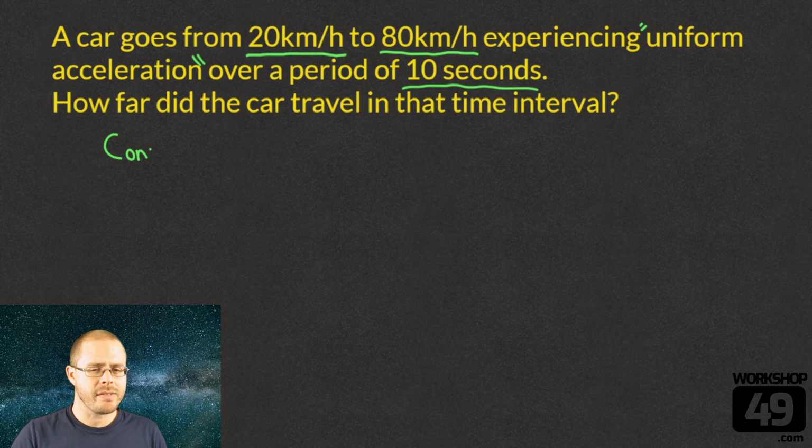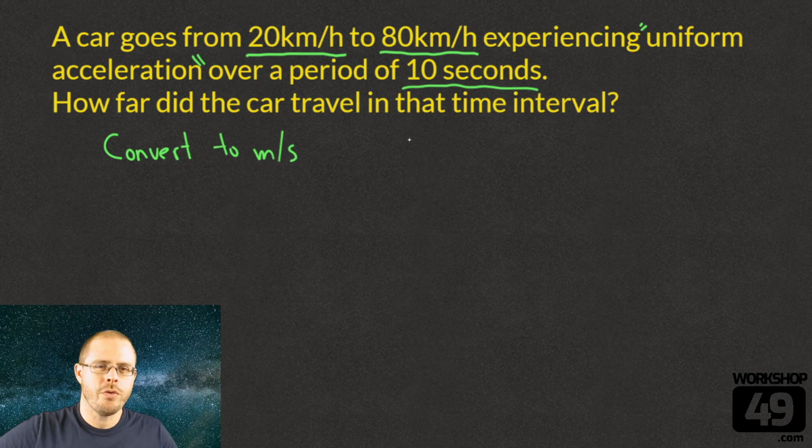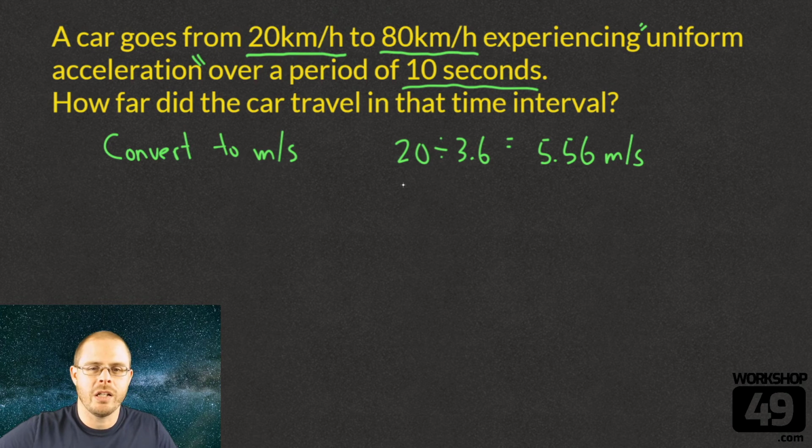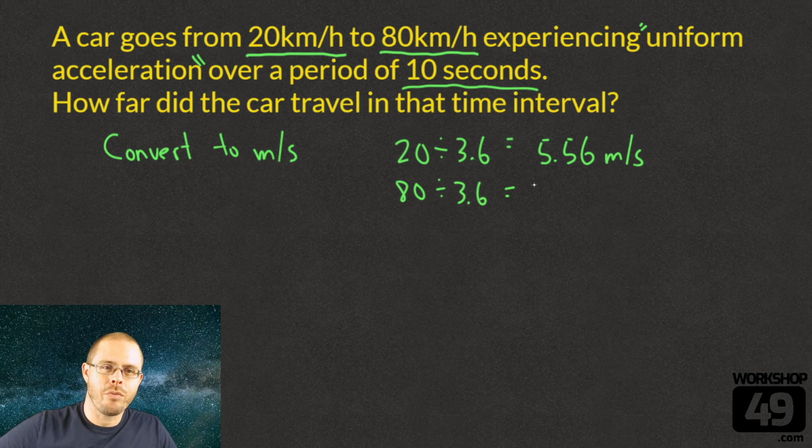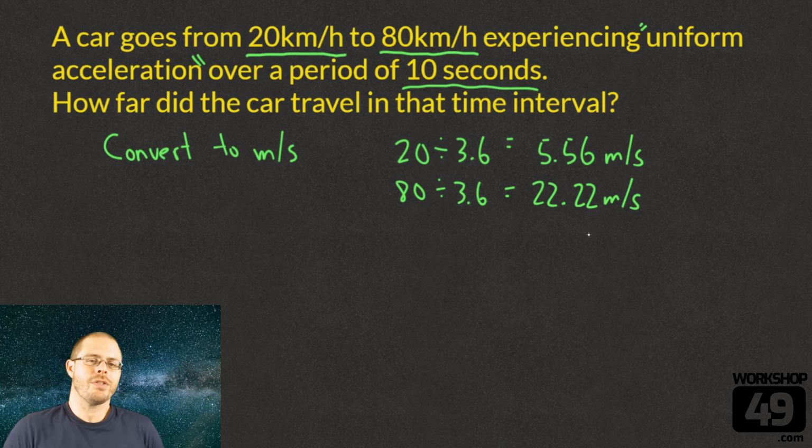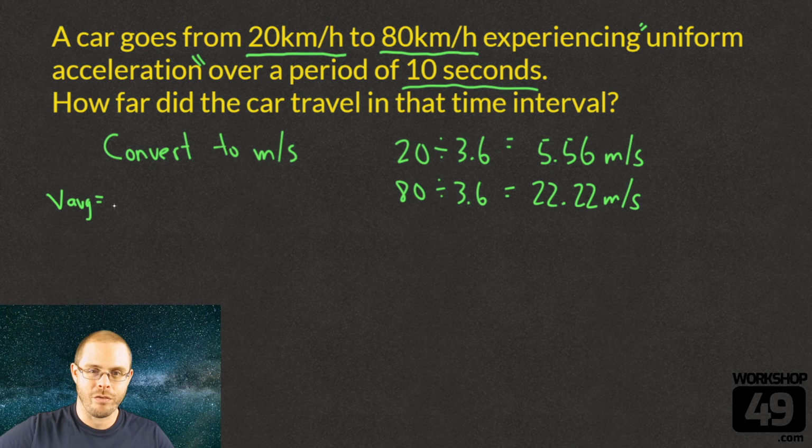Most times when we're dealing with acceleration and seconds, convert those kilometers per hour to meters per second. And the conversion for that is dividing by 3.6. Now, 20 divided by 3.6 is 5.56 meters per second, about-ish, good enough for us. And the 80 kilometers an hour divided by the 3.6 will equal 22.22 meters per second. Okay, now we've got them in meters per second. We got a velocity initial, we got a velocity final. It's a uniform acceleration. We're looking for that v average.